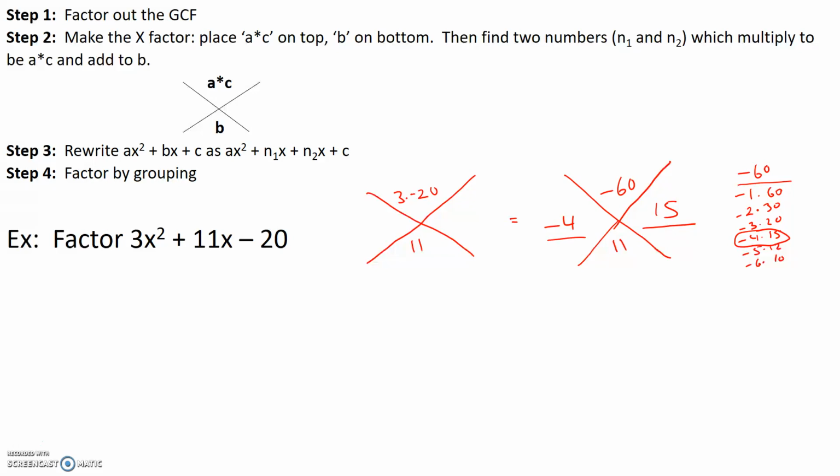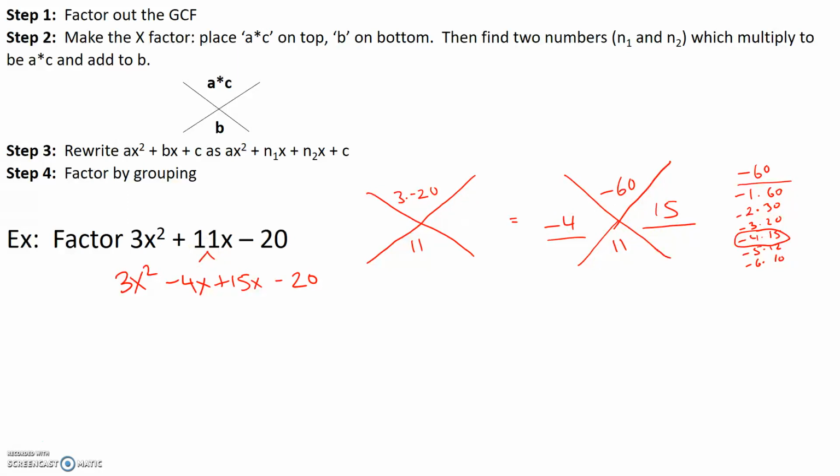Next, we will rewrite 3x squared plus 11x minus 20 as 3x squared. Now the 11x, we're going to split this up as negative 4x and positive 15x minus 20. Notice this is the exact same trinomial, except we split up the 11 as negative 4 and 15. We purposely chose numbers that add to 11 since we would be splitting up the 11.